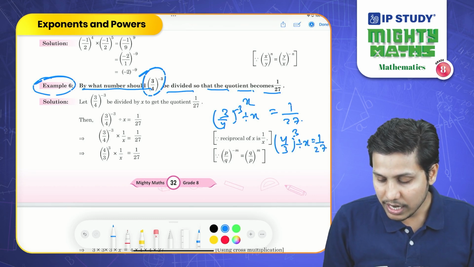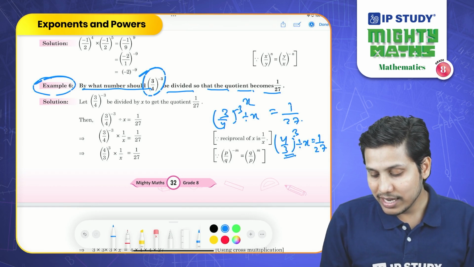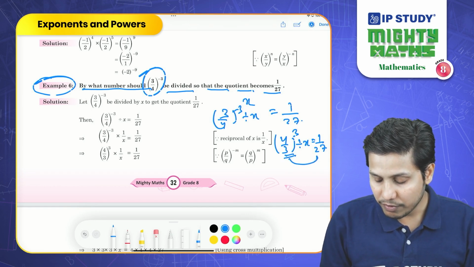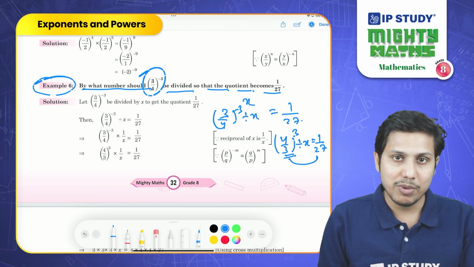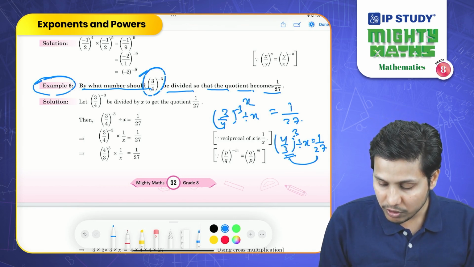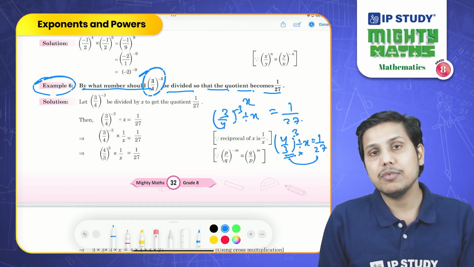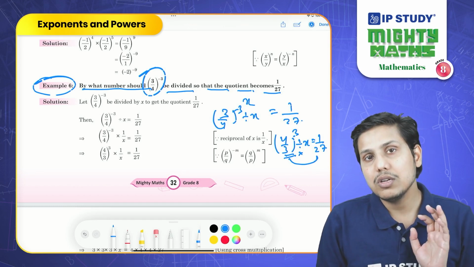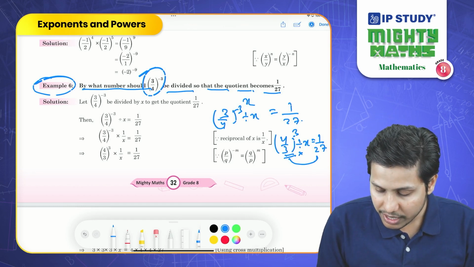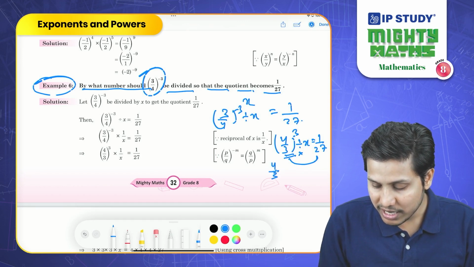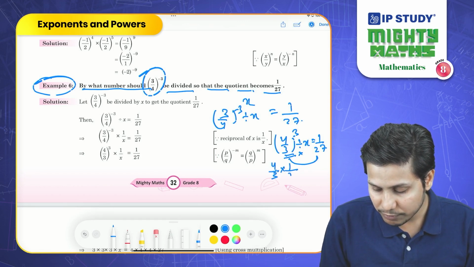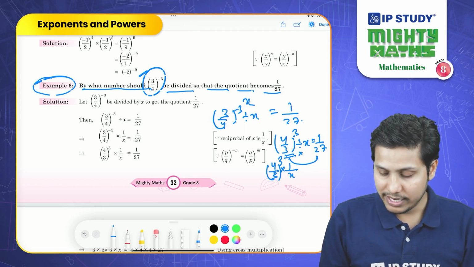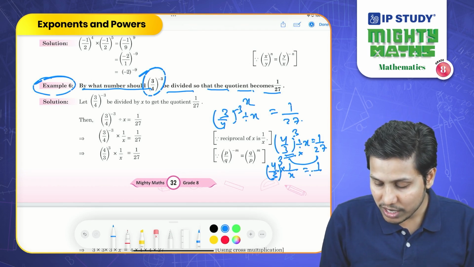Now students, there are two methods that we can follow. Either we can convert this division into multiplication, or we can just transfer this to this side. Yes. So if we change the division to multiplication, it will look like this: 4 over 3 raised to the power of 3 multiplied by 1 over x, and here we will have 1 over 27.